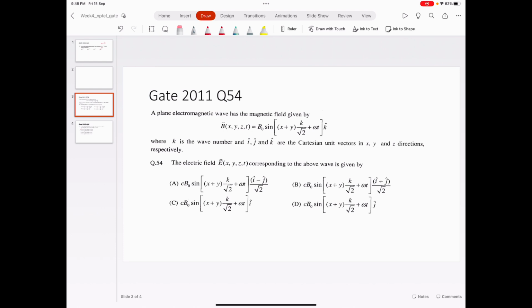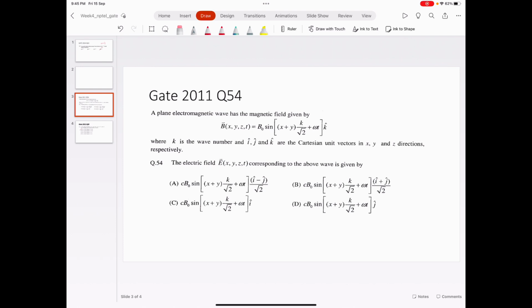So the question asks what will be the electric field E at x, y, z, t corresponding to the above wave. In this case, as we can see, B is given, and we need to find out what is E. In all the options, the sine part, that is sine of (x plus y) k by root 2 plus omega t, will be the same. What changes is the E naught part, because we need to find out E. In all the options you can see that E naught is not the same.